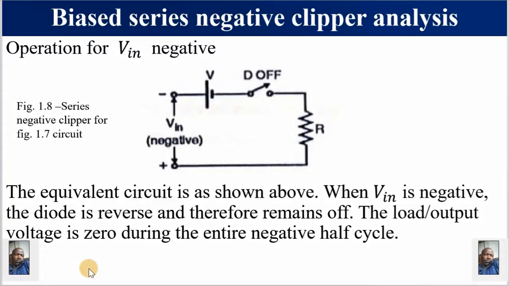We are now going to analyze a biased series negative clipper when Vin is negative. And when Vin is negative, according to the circuitry on the previous slide, it means that the diode is going to be off. And when the diode is off, what does that mean? It means that it is reverse biased and therefore remains off, and our output will be 0 since no current will be flowing through R. That's the analysis when the input voltage is negative. It means that the output is clipped off.